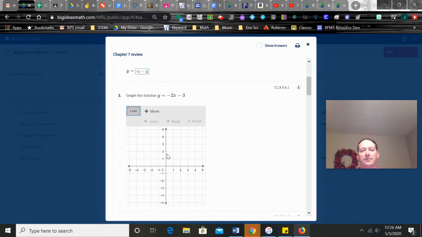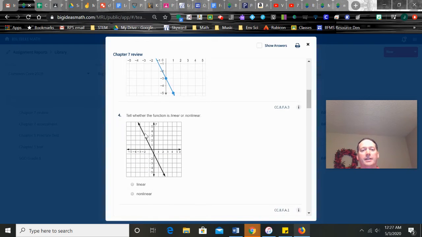The next one says graph the function. Okay, you remember how to do this, so it's in the form y equals mx plus b. So negative 2x minus 3, negative 3 is our y-intercept. Our slope is negative 2, so down 2, right 1, and there is our graph. Next one, tell whether the function is linear or nonlinear. Well, clearly this is linear. It's a straight line.